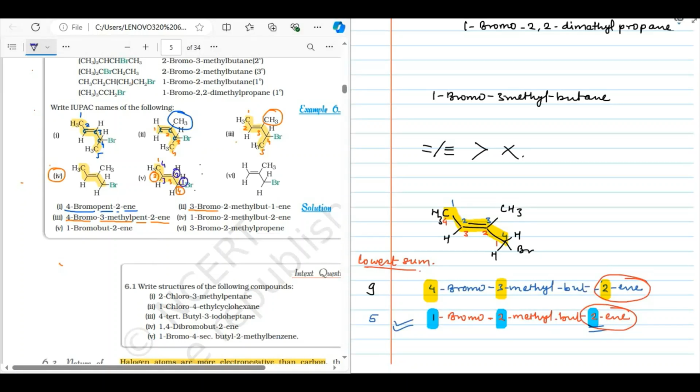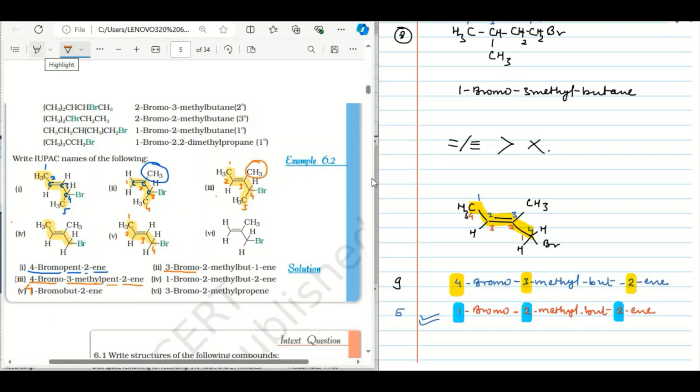you have to decide on the basis of the lowest sum rule. When you number from the top, the double bond gets the second number and bromine gets the fourth number, so the sum will be 6. But when you number from the bottom, bromine gets the first number and the double bond gets the second number. Now the sum is 3. So we have to number the chain from the bottom, and the correct name of this molecule will be 1-bromobut-2-ene. Now come to the next example.